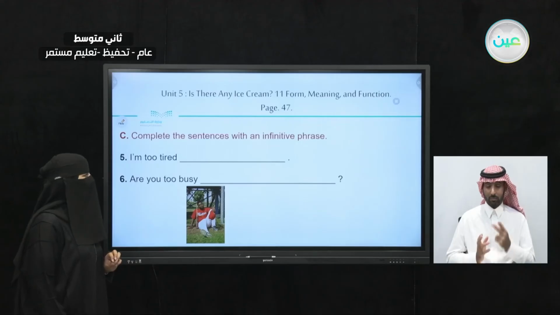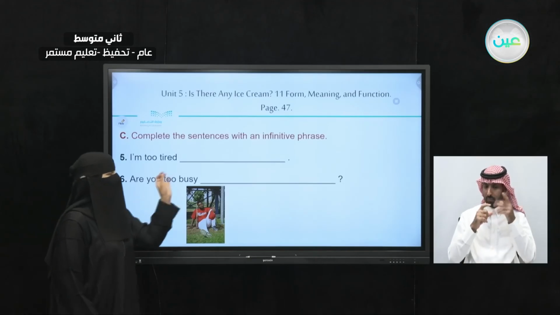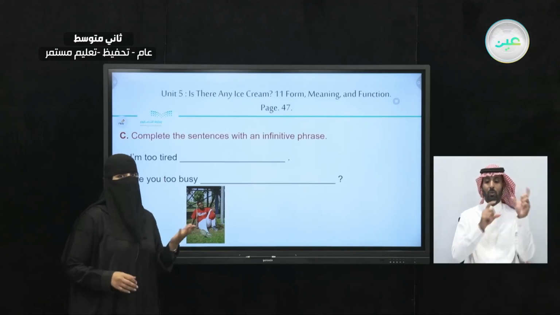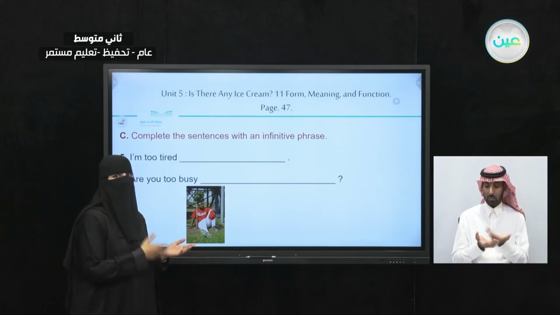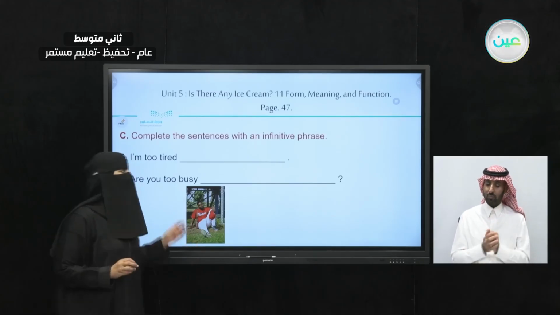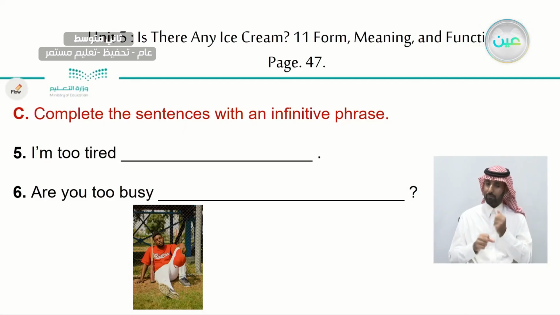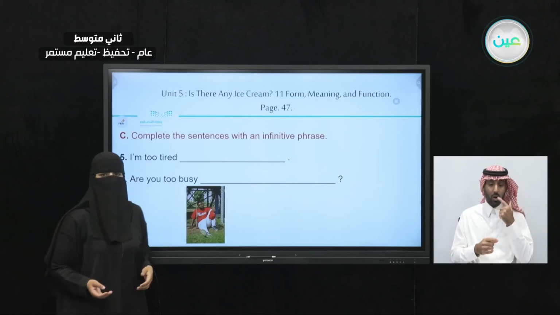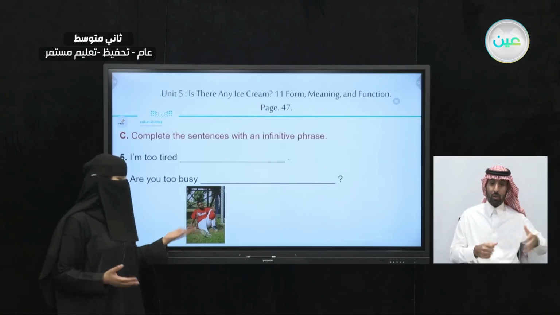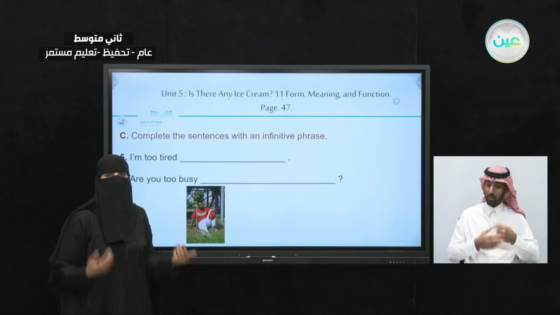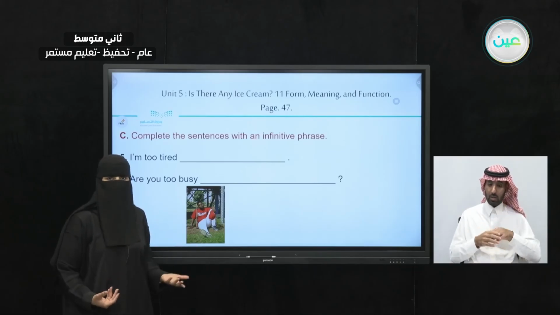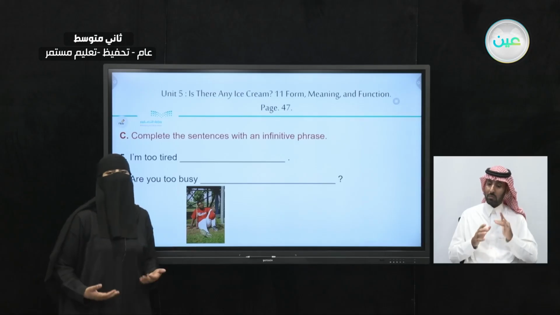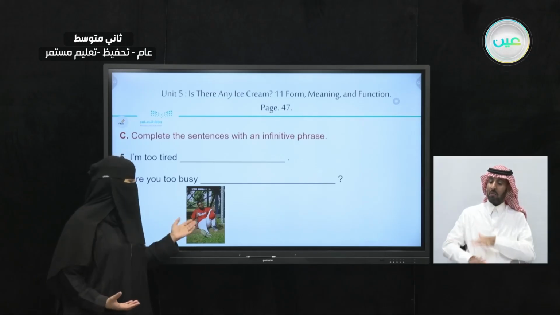Now let's take a look at this example and we are going to complete it with infinitive phrases. Too something to do thing, or enough something to do thing. So we're going to choose too or enough for this example. Here, I'm too tired to what? Look at the picture of this boy. What is he doing? Looks like he was playing. Why? Look at his uniform. He's wearing something for sports, right? And he's sitting on the field. Looks like he's tired. So that's why he's sitting.